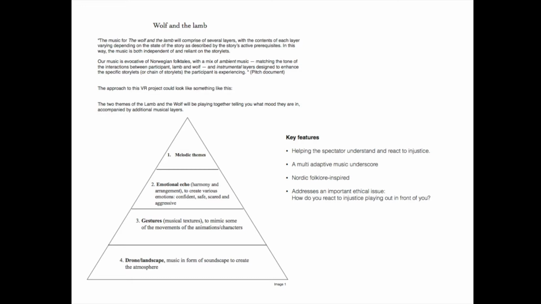The emotional echo, that's little fragments of music that happens before and after a decision has been made. So if you're agitating the lamb or the wolf, you'll hear a musical response to that. Or if you interact and you try to help the lamb, then you'll hear a more pleasant echo, a happier lamb. The gestures, those are little things such as when a character is jumping or running.